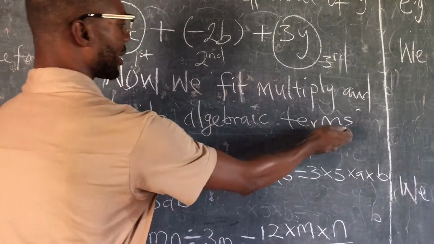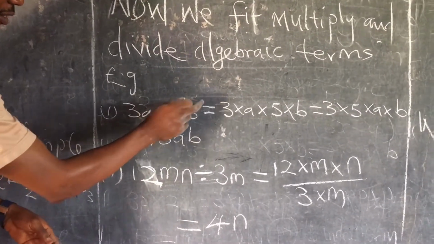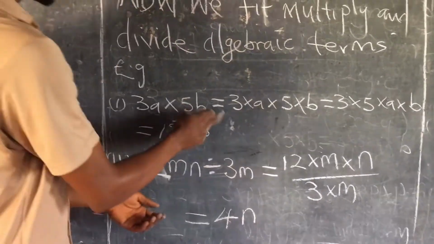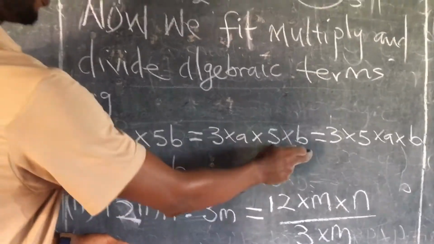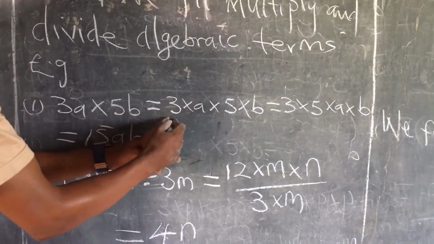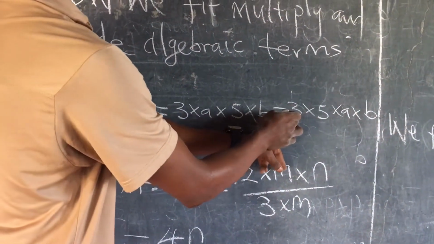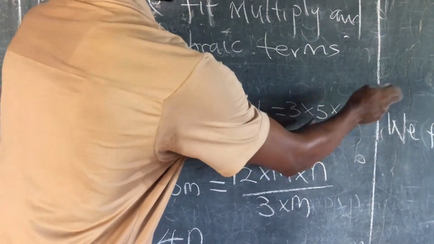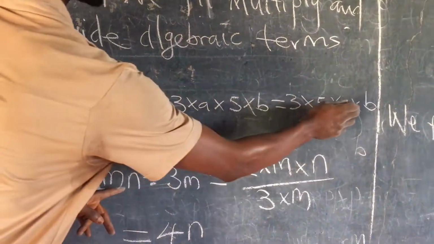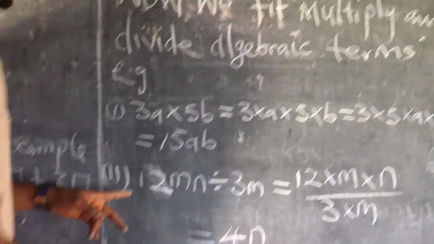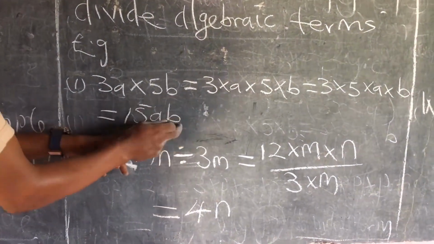Now after we understand algebraic expression and the terms of the algebra, we can multiply or divide algebraic terms. In that case, I have 3a times 5b. Something like this: 3 times a times 5 times b. So if we collect numbers together and letters together, we get 3 times 5 times a times b. So 3 times 5 is 15, a times b is ab. So 3 times 5 times a times b is 15ab.